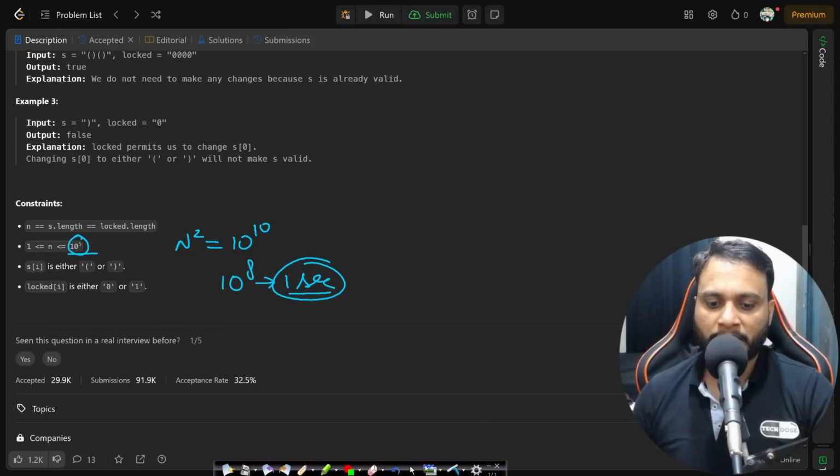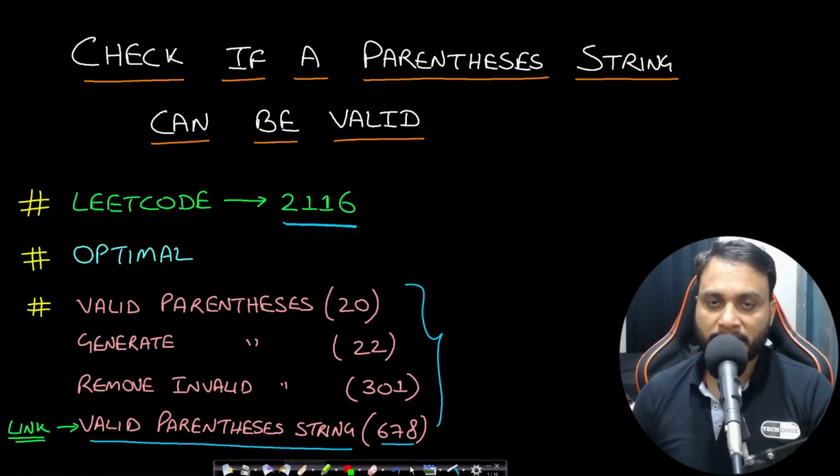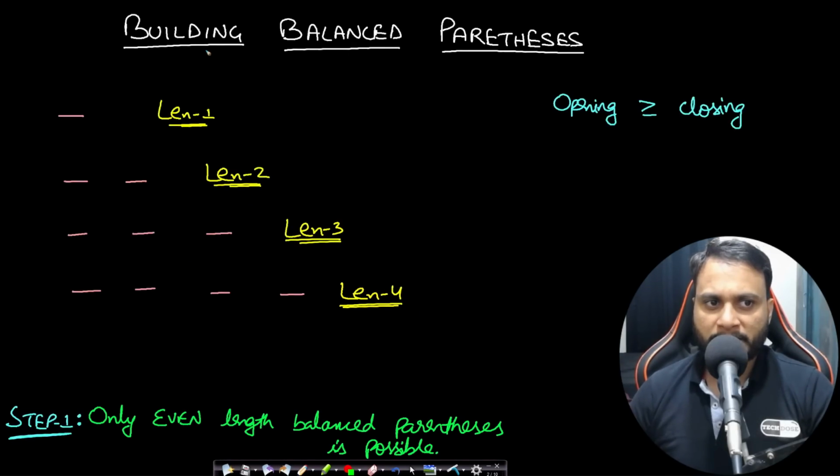Okay, now let's try to understand some points before we actually go to the solution. So first, let's see how to build a balanced parentheses string. If I ask you to build a balanced parentheses string of length 1, what will you do? If you put an opening bracket, is it balanced? No. If you put a closing bracket, is it balanced? No. So you can never make a balanced parentheses string of length 1.